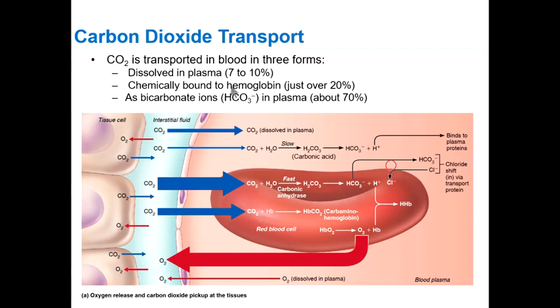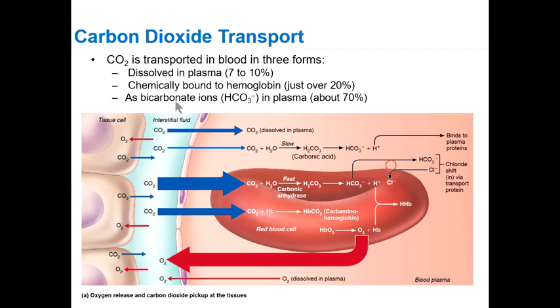Chemically bound to hemoglobin, just over 20%. We know a lot of oxygen is carried on hemoglobin, but just over 20% of carbon dioxide is bound to hemoglobin. So let's look at that arrow. There's our 20% arrow. Enters the blood, enters our red blood cell, so there's carbon dioxide binding with hemoglobin, creating that complex.